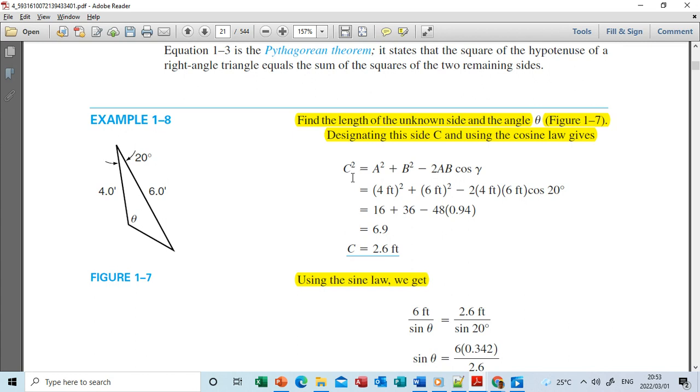And then they said find the length of the unknown side. The unknown side is this side that is opposite to 20 degrees. So now you're going to have three sides. I think, no, it's not necessary. I want you guys to do it. Then you're going to get that side C.